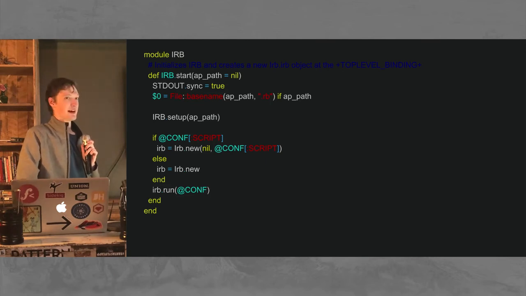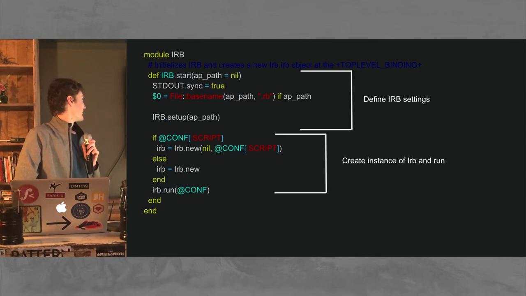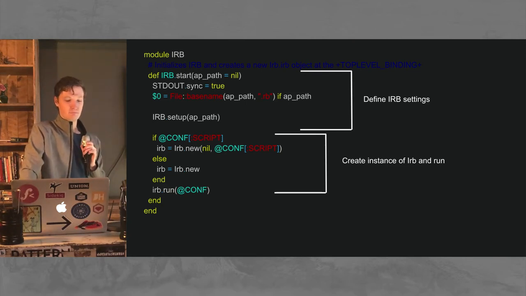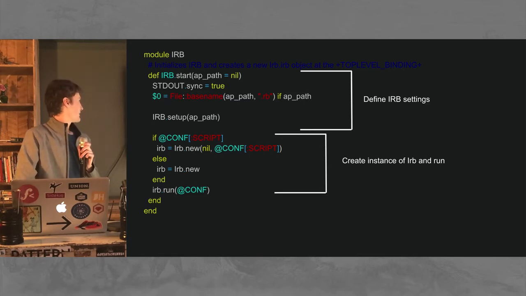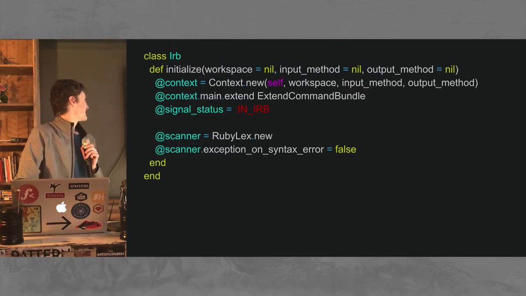Here's the module that it was calling earlier. A lot of this is not important. The top half is just defining the settings in which to create the IRB instance, and the bottom half is just creating that instance and running it. And so this is the initialize method of IRB.